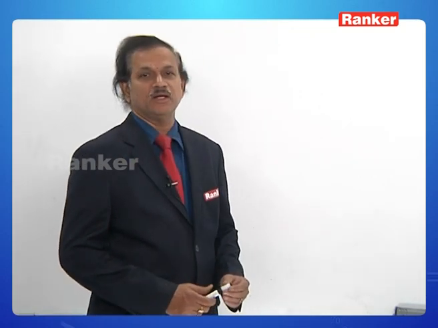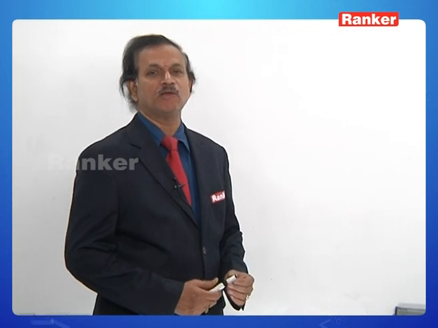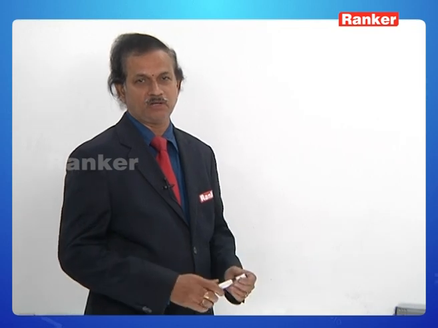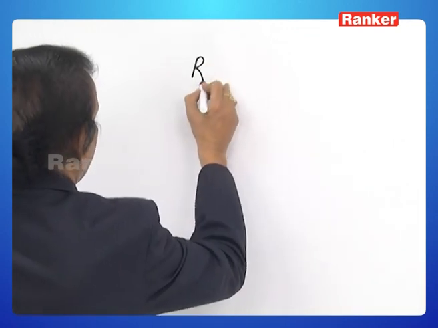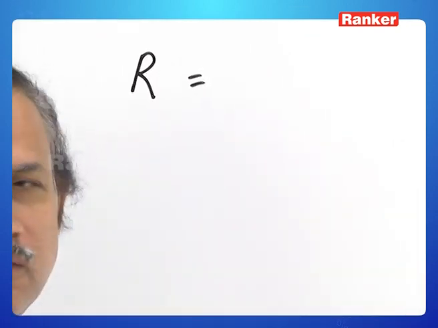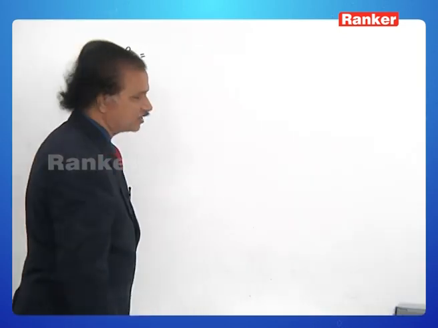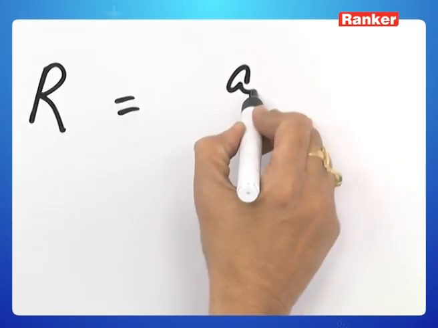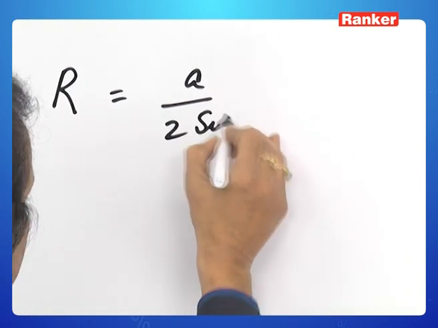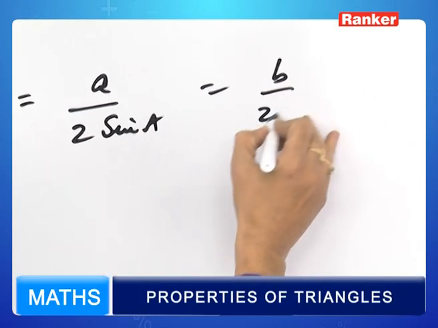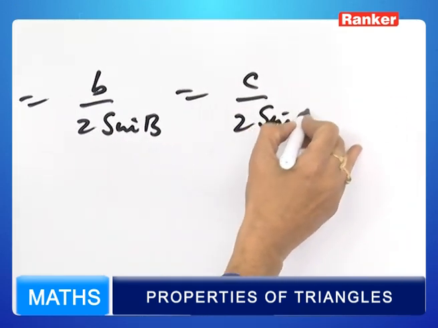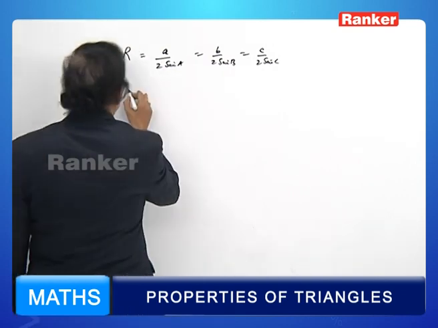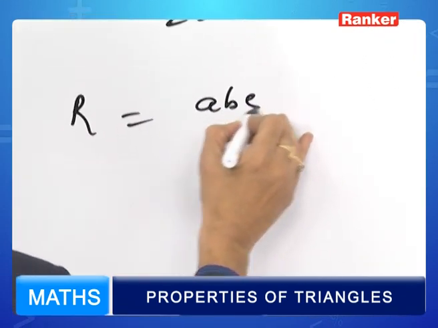Now we like to turn our head towards the formulas regarding different radii, that is capital R, small r, r1, r2, r3 according to their significance. Let us first concentrate on R. What is R? From the sine rule, a by sin A is equal to 2R, isn't it? Therefore, R is equal to a by 2 sin A. The same can be b by 2 sin B, the same can be c by 2 sin C.